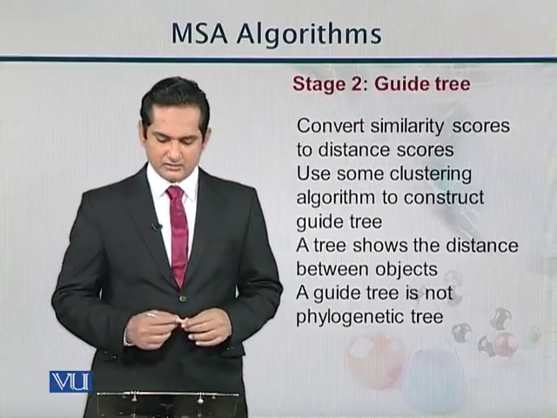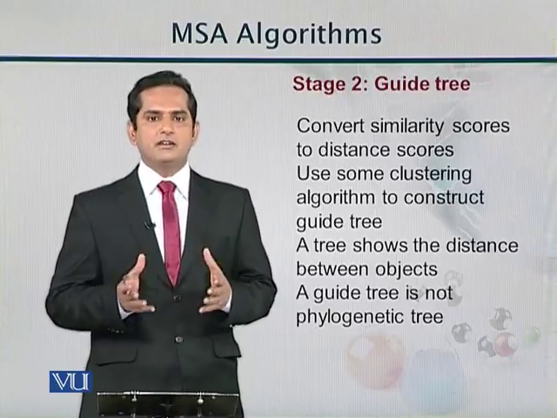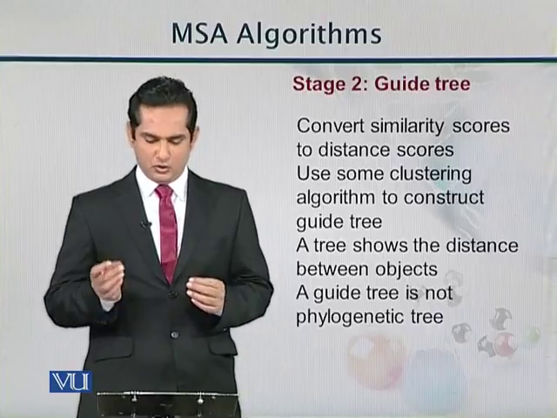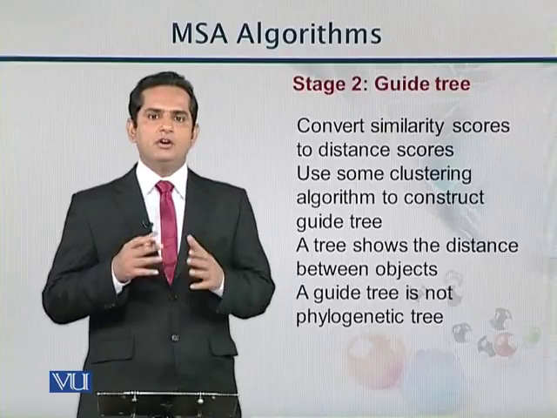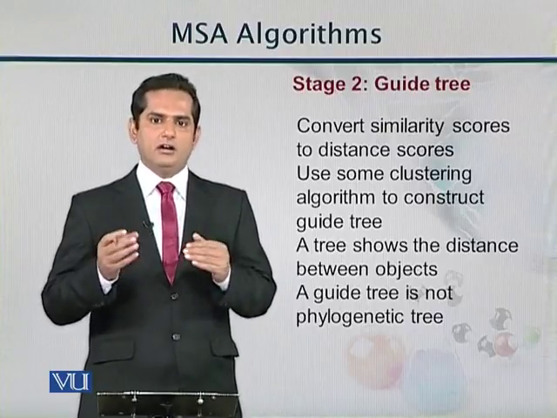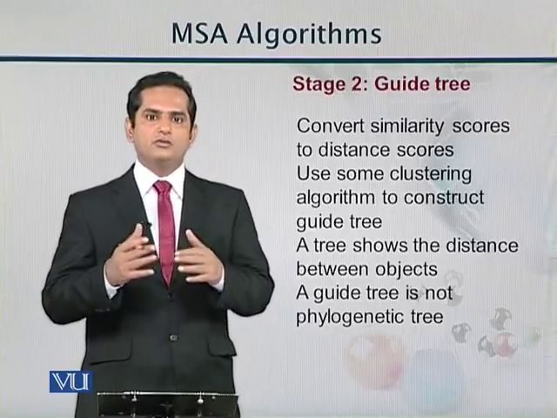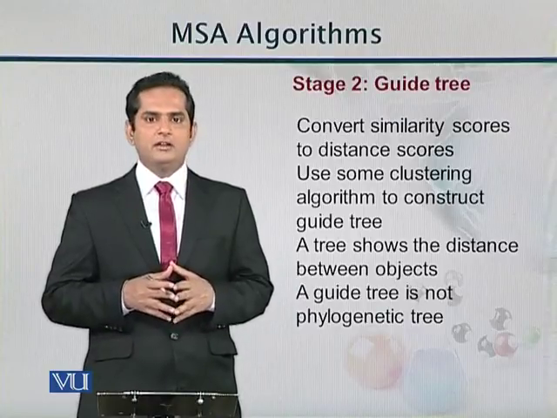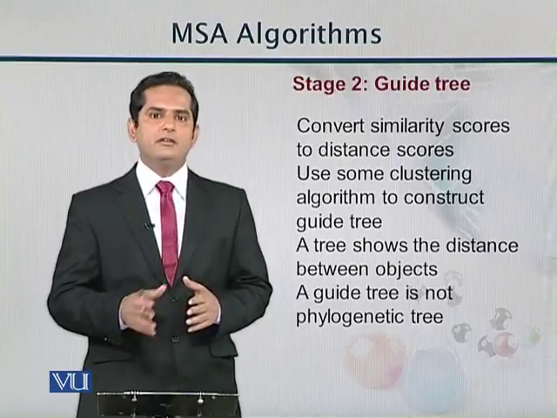The second step is construction of the guide tree. So what is a guide tree? It is basically a distance based measure. How is it used? It converts similarity scores to distance scores, and then uses some clustering algorithm to put sequences which have very low scores into common clusters. Then a tree shows the distance between objects. Finally, this tree is not a phylogenetic tree, which is different from a guide tree.